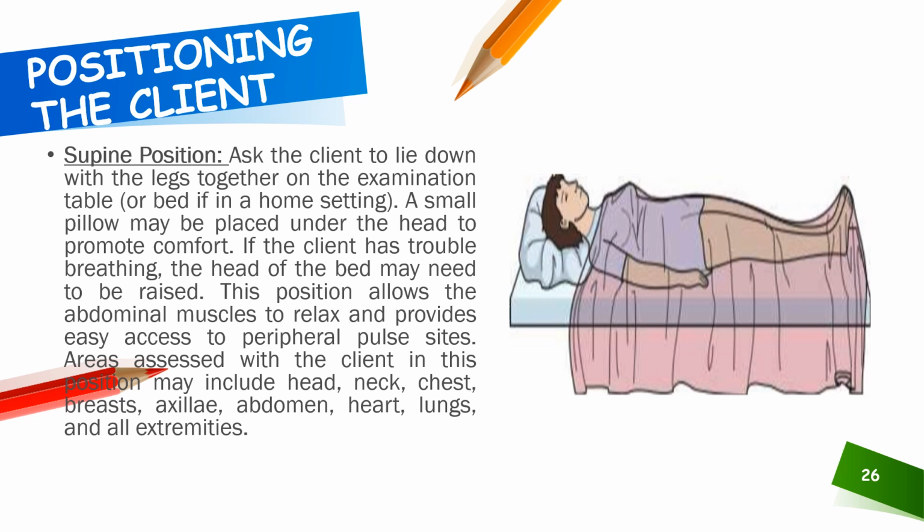We ask the client to lie down with the legs together on the examination table or bed if in a home setting. A small pillow may be placed under the head to promote comfort. If the client has trouble breathing, the head of the bed may need to be raised. This position allows the abdominal muscles to relax and provides easy access to peripheral pulse sites. Areas assessed with the client in this position may include head, neck, chest, breast, axilla, abdomen, heart, lungs, and all extremities.